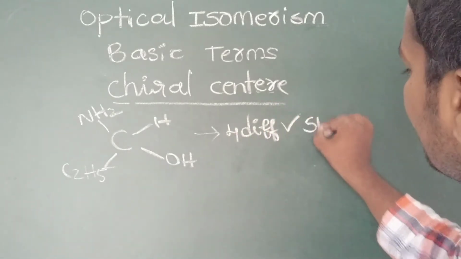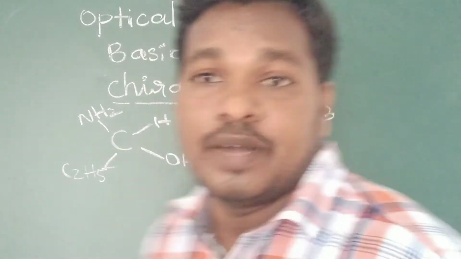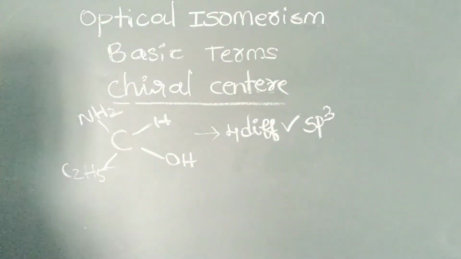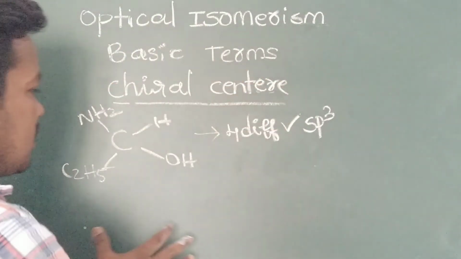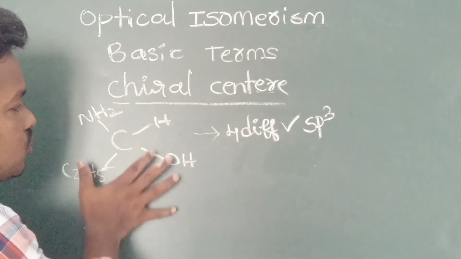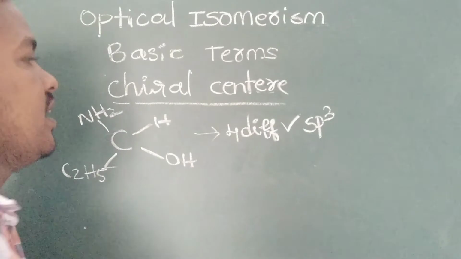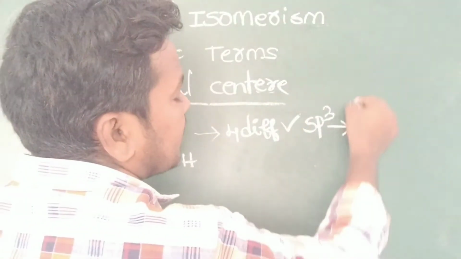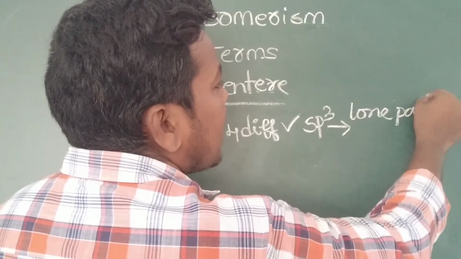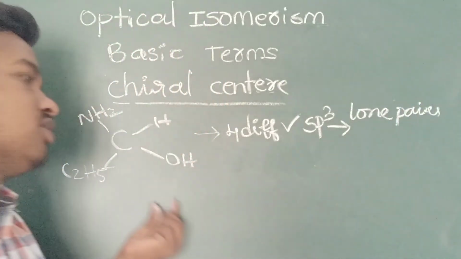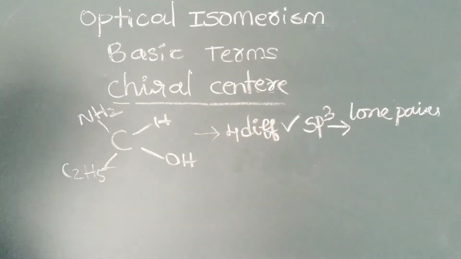It should also show sp3 hybridization. Whenever we talk about the chiral center, the atom should be attached to four different groups, including the lone pair. That's why I have written sp3 hybridization. You should consider the lone pair also as a group. So this is called a chiral center.